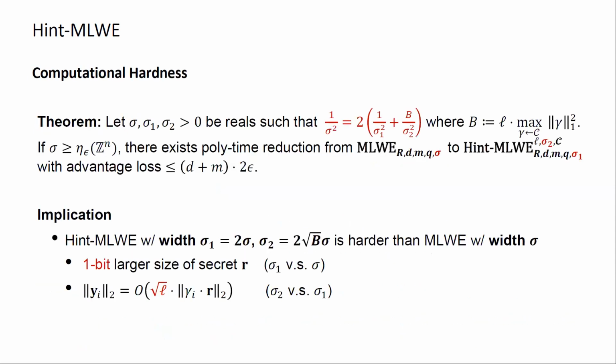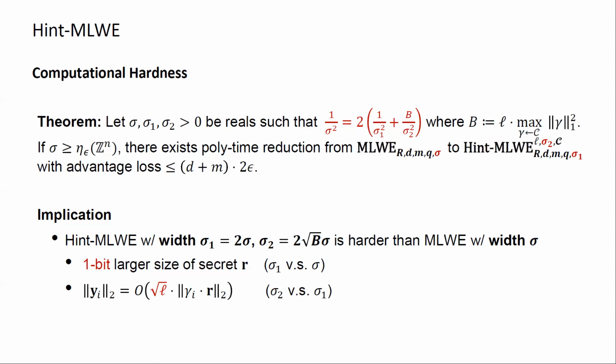So the only remaining question is how hard this hint MLWE problem is compared to the standard MLWE. And this theorem gives the answer. We prove that there exists a polynomial time reduction from the standard MLWE to hint MLWE. And we still preserve most of the parameters, except the width parameter of the Gaussian.